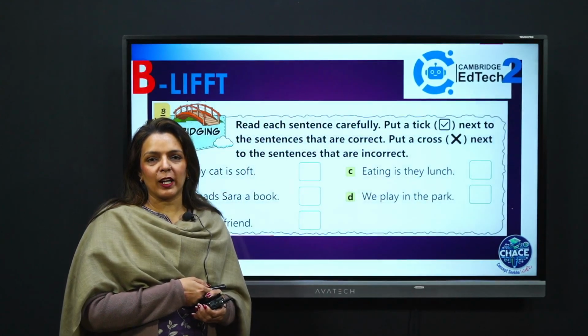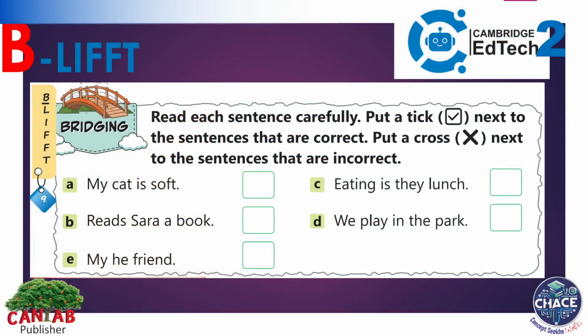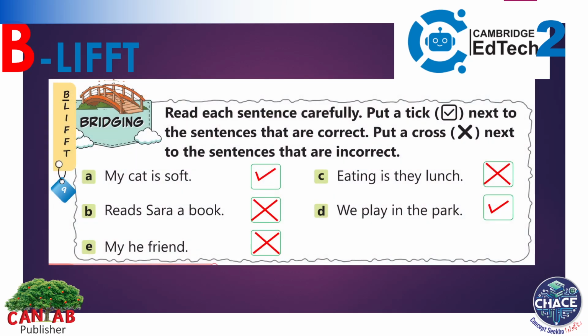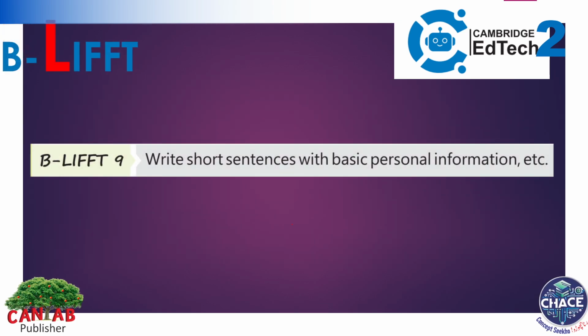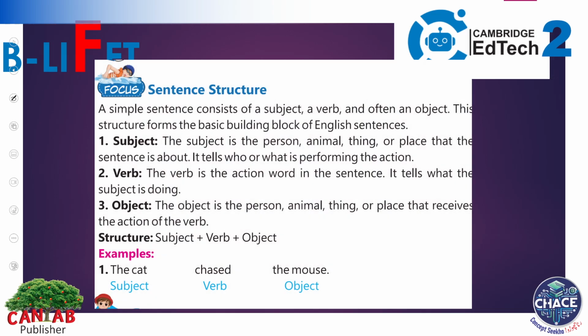And I'm pretty sure that by now you have already done the bridging activity, and I want you to look at the reference slide for the correct answers. Now let's have a look at the B-LIFT, which says that write short sentences with basic personal information. Seems interesting, isn't it? Now let's have a look at the focus. And the focus says that we are going to study sentence structure.